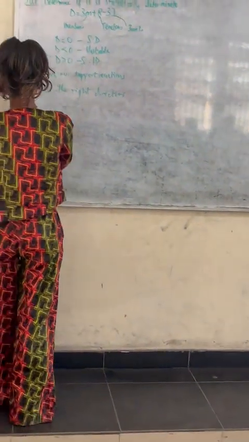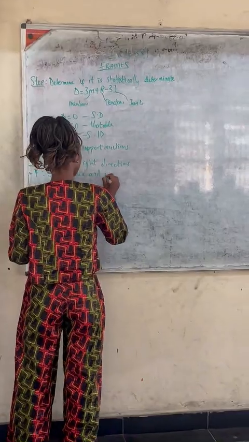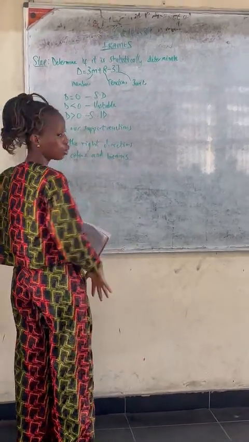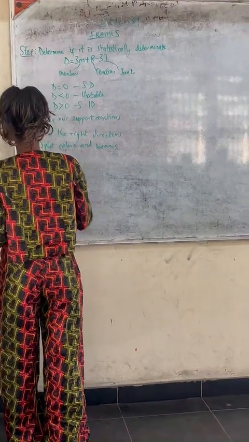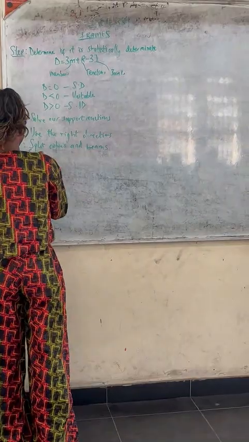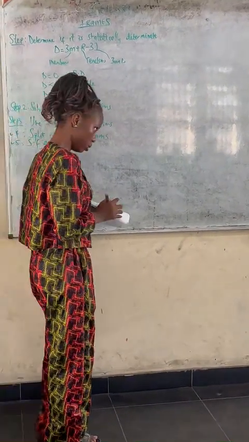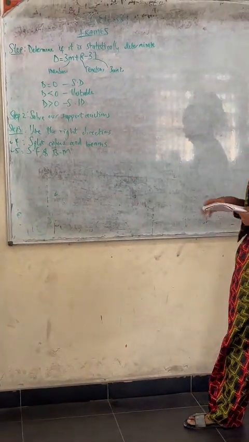So the next thing will now be to split columns and beams. Then we now solve the support reactions on it also. Then the last one will be our shear force and bending moment.